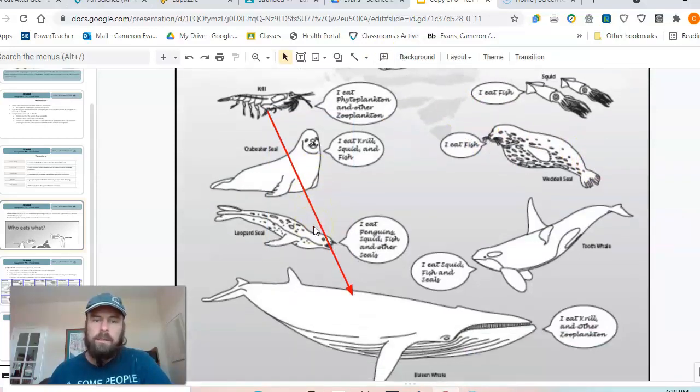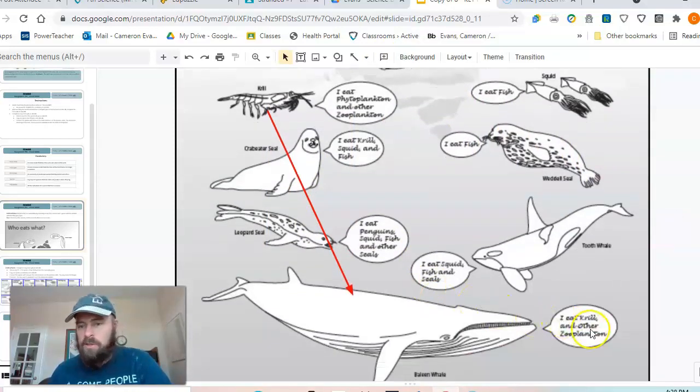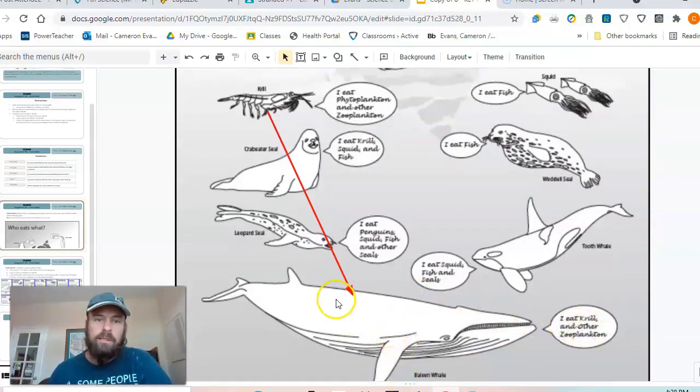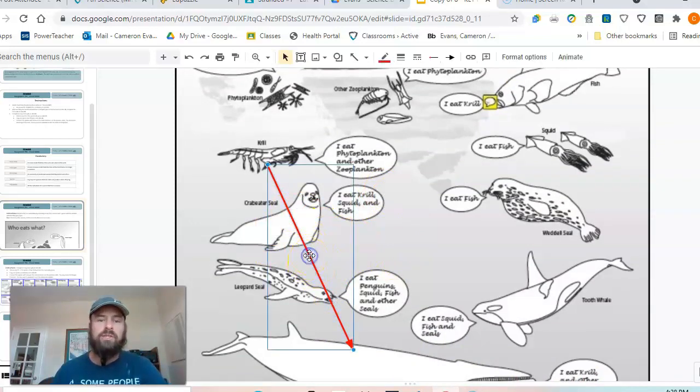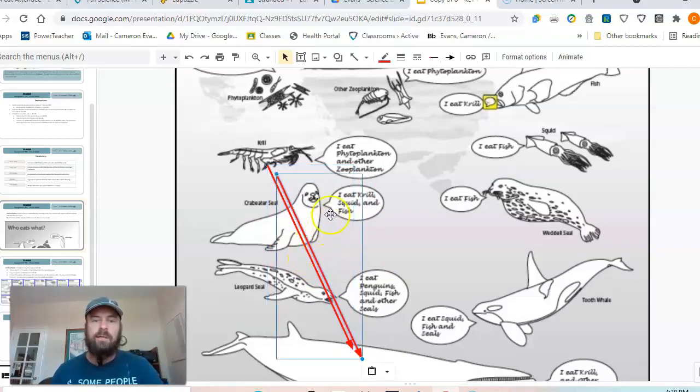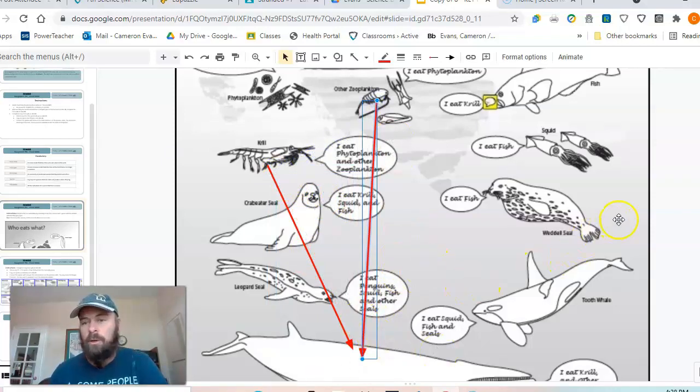Okay. So this also eats other zooplankton. So I'm going to need to make another arrow. And I could do it the same way, but I also just want to point out that you can always copy and paste and change your arrows. So I can use Control C, Control V, and then I can just point from there to there. And that might be a little bit of a shortcut for you.